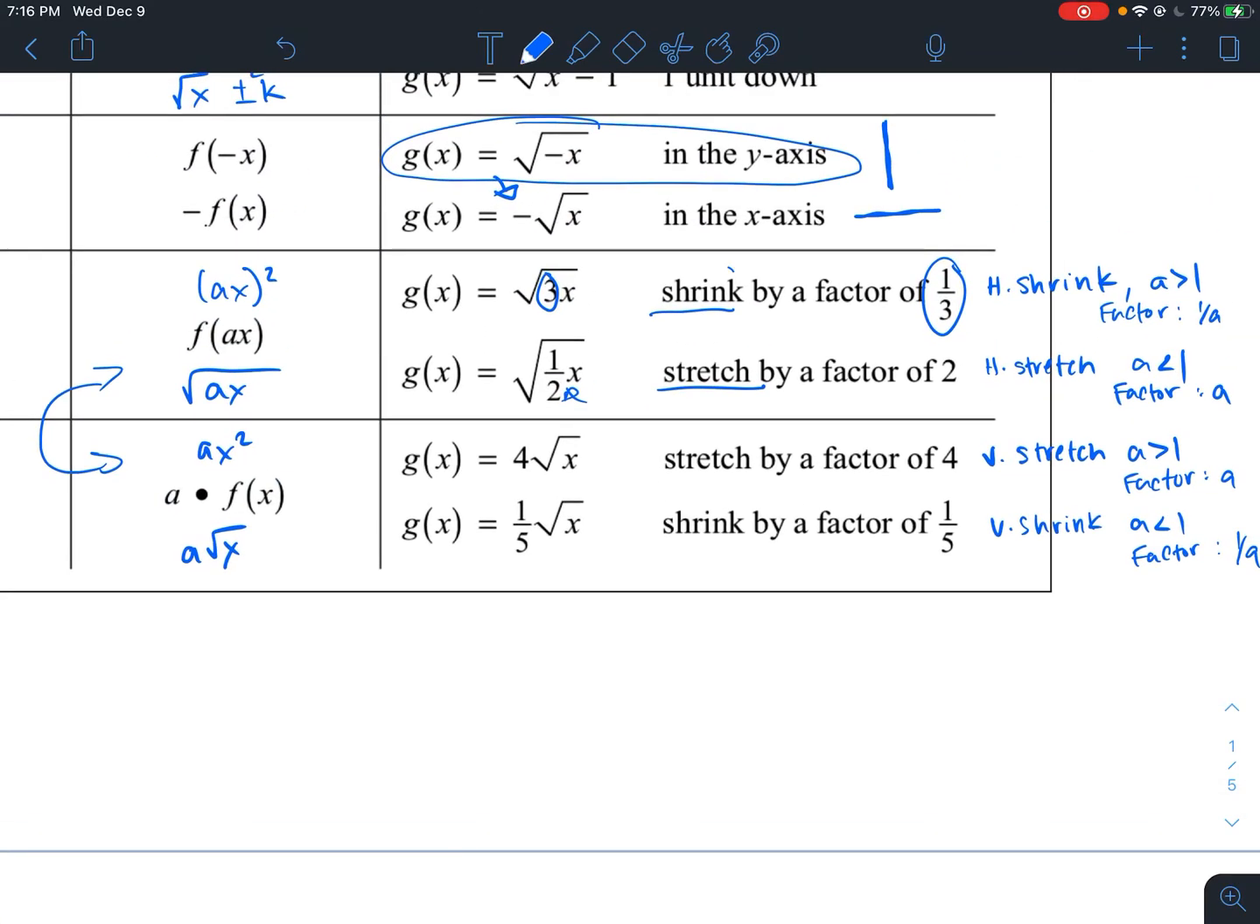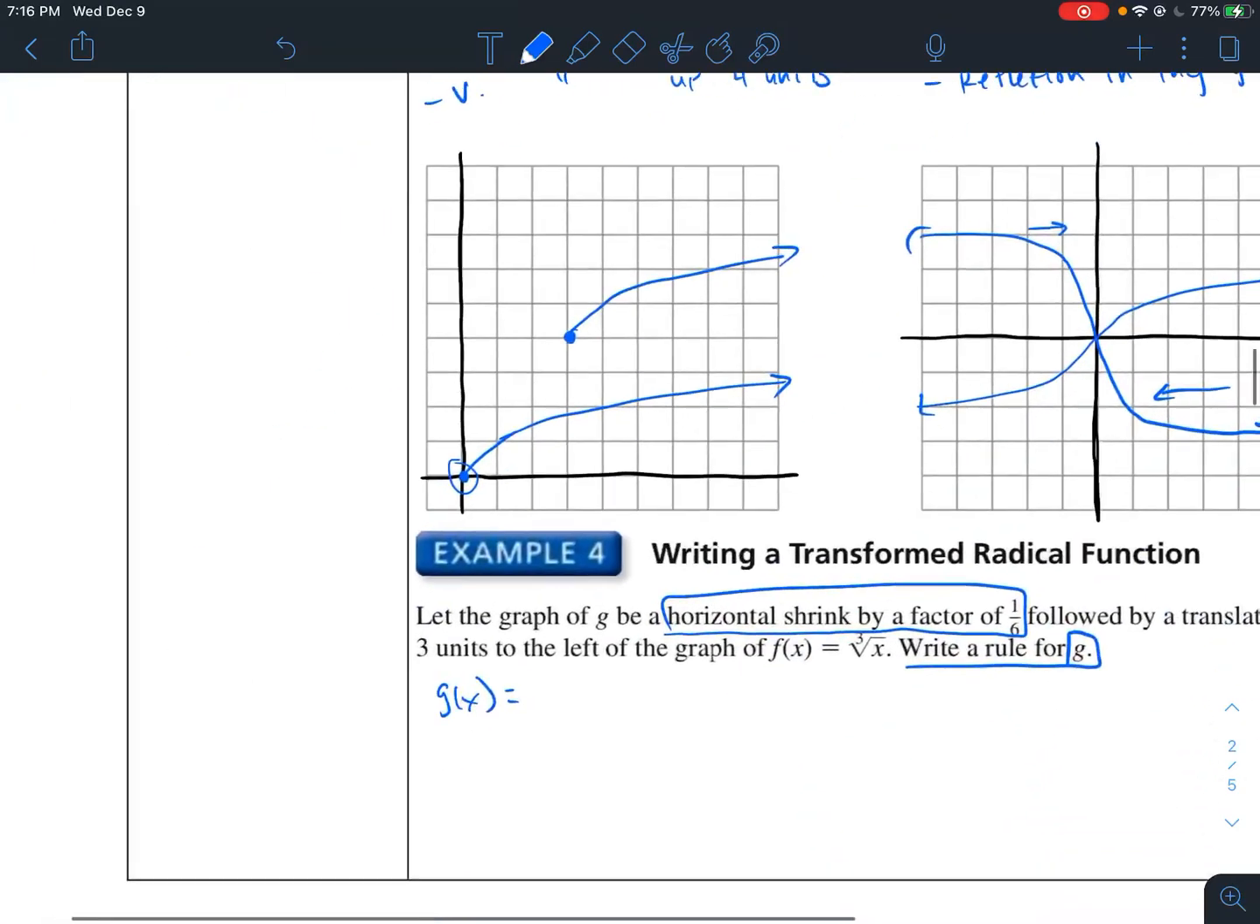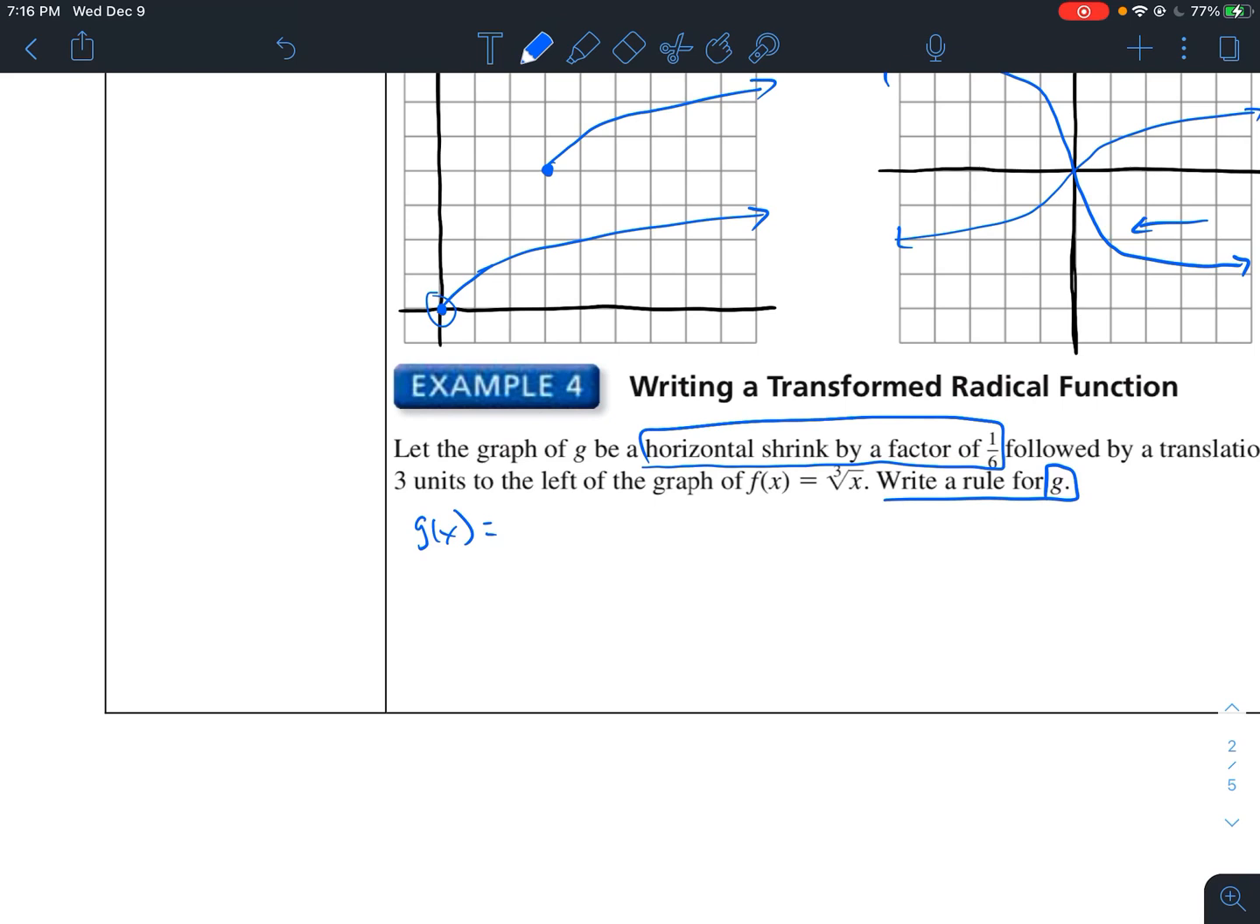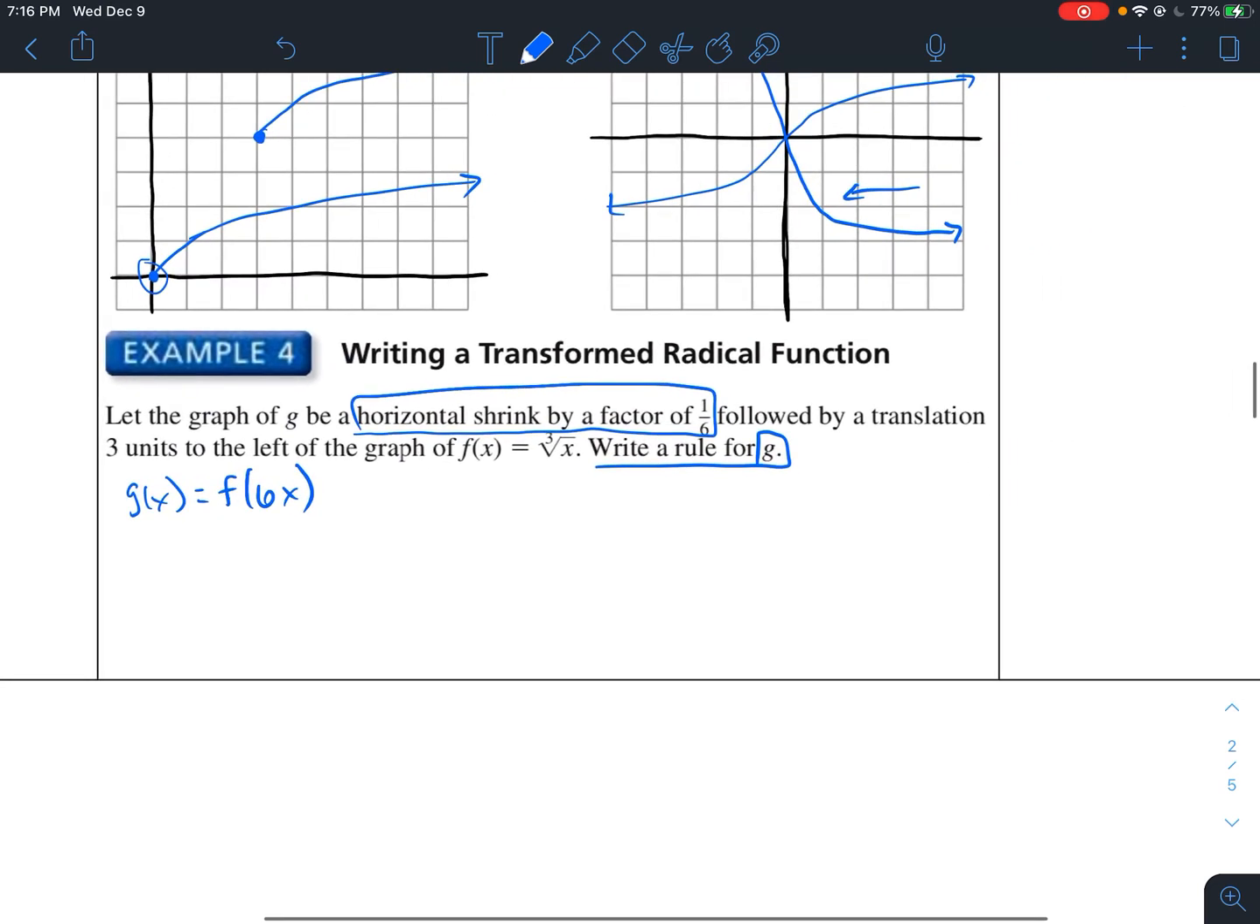If we have a horizontal shrink by a factor of 1/6, that means we're going to multiply inside by the reciprocal of the factor. So this is going to be equal to f of 6x. We're multiplying inside by the reciprocal. Knowing what f of x looks like, this means we're going to replace x with 6x. So we have the cube root of 6x.